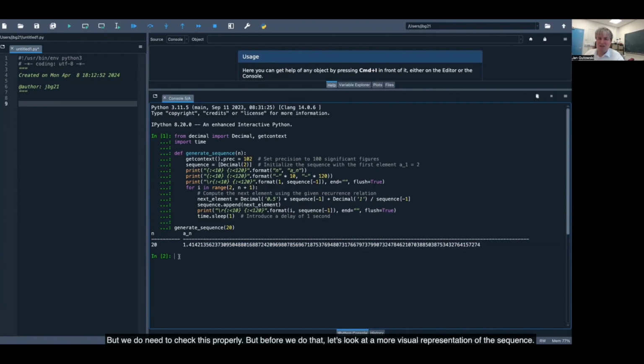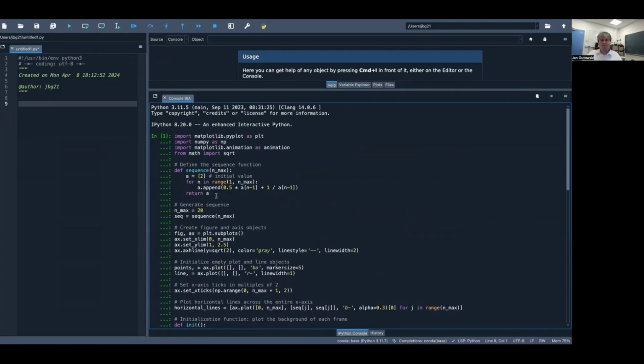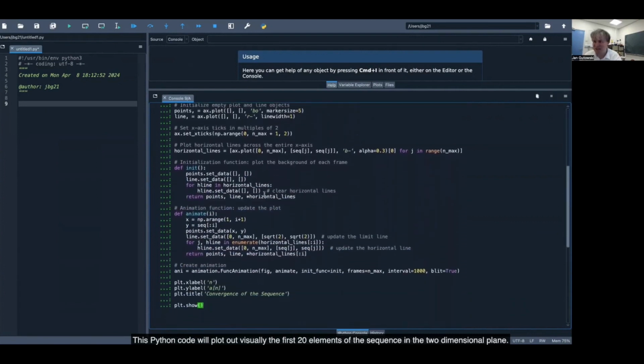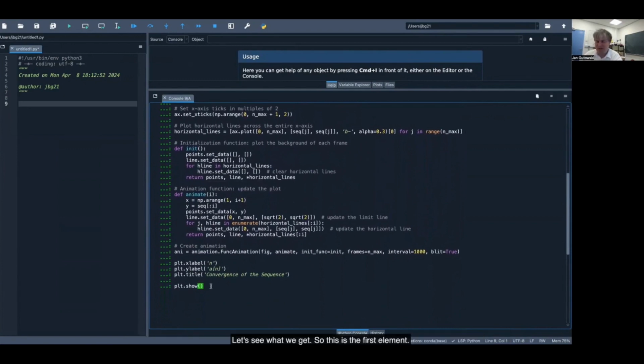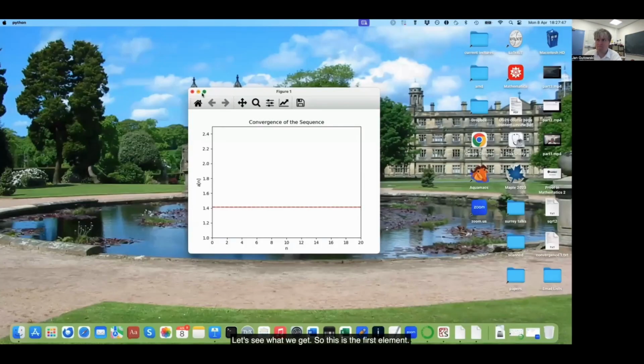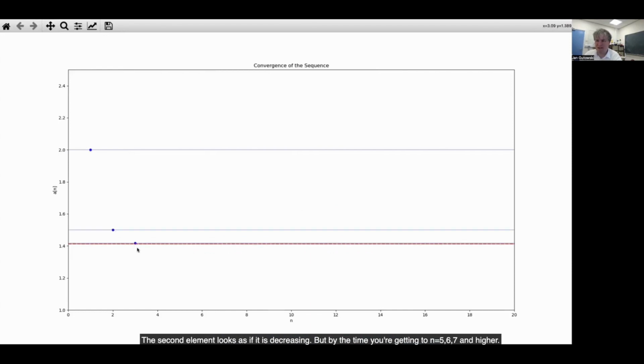But before we do that, let's look at a more visual representation of the sequence. So this Python code will plot out visually the first 20 elements of the sequence in the two-dimensional plane. Let's see what we get. So this is the first element, the second element. It looks as if it's decreasing, but by the time you're getting to n equals 5, 6, 7 and higher, it's very difficult to discern what's going on because they're very, very close to this blue line. So numerically, it does appear to be converging to this blue line, which is actually the square root of 2. But we do need to prove this properly.